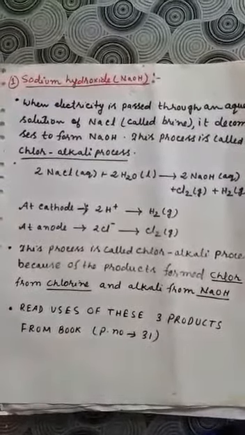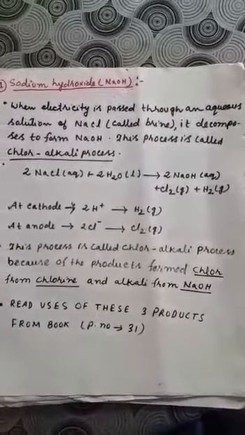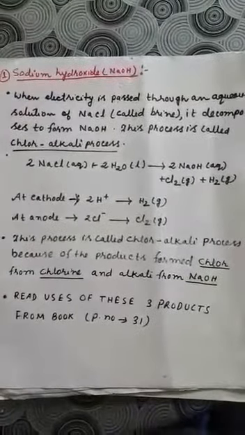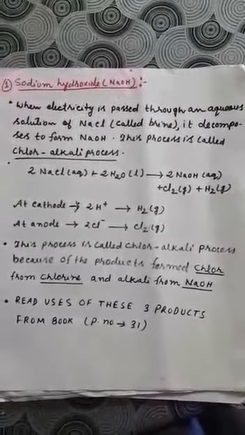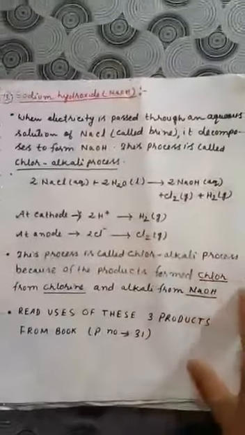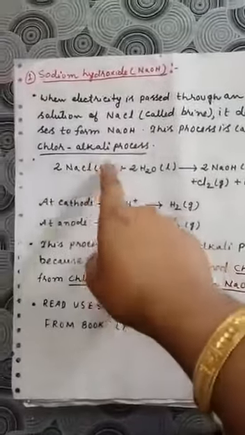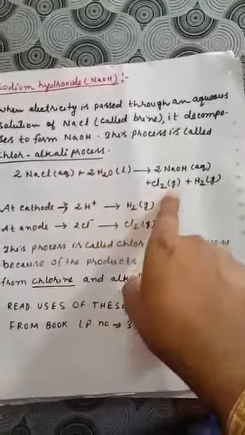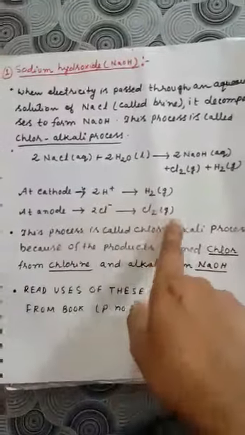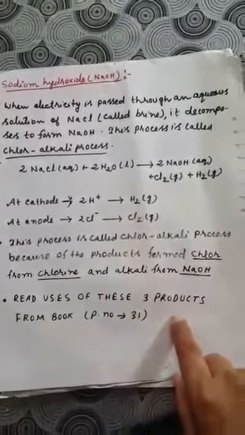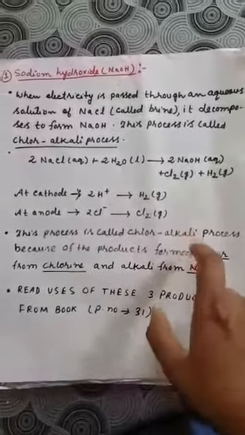First of all, let us learn about sodium hydroxide. When electricity is passed through an aqueous solution of sodium chloride, aqueous solution means sodium chloride and water, and this mixture is called brine, it decomposes to form sodium hydroxide. This process is called the chlor-alkali process. Sodium chloride, when you mix with water, will form sodium hydroxide, chlorine gas, and hydrogen gas. At the cathode we get hydrogen gas, and at the anode we get chlorine gas. Why is this process called the chlor-alkali process? Chlor from chlorine and alkali from sodium hydroxide.